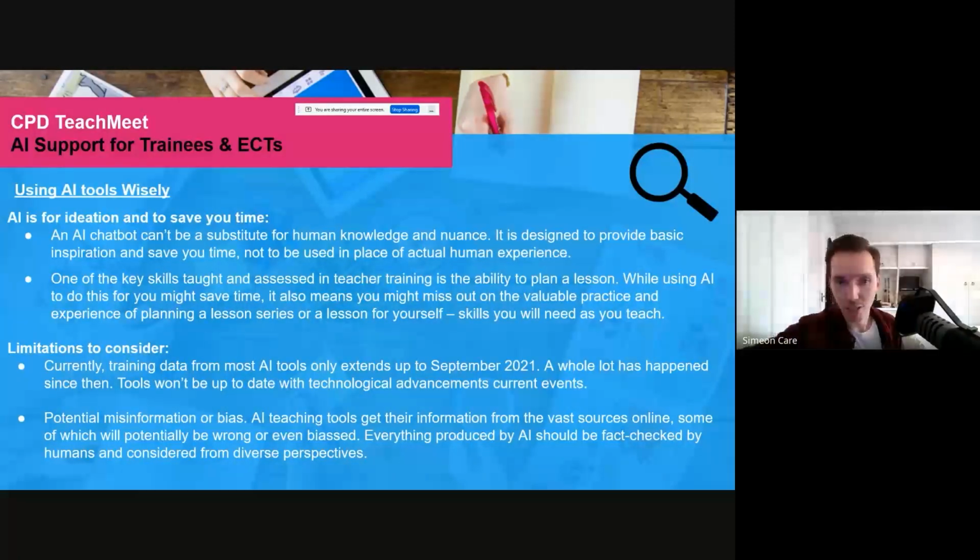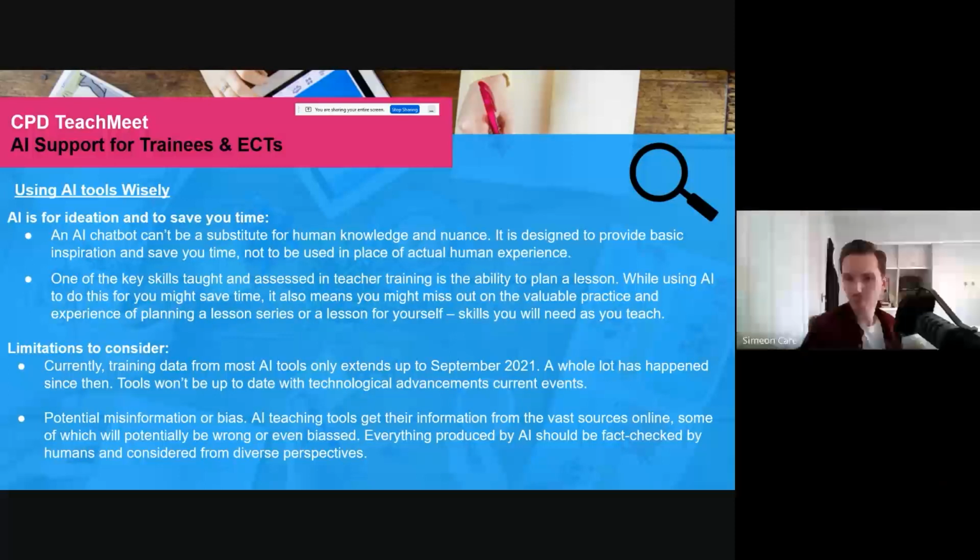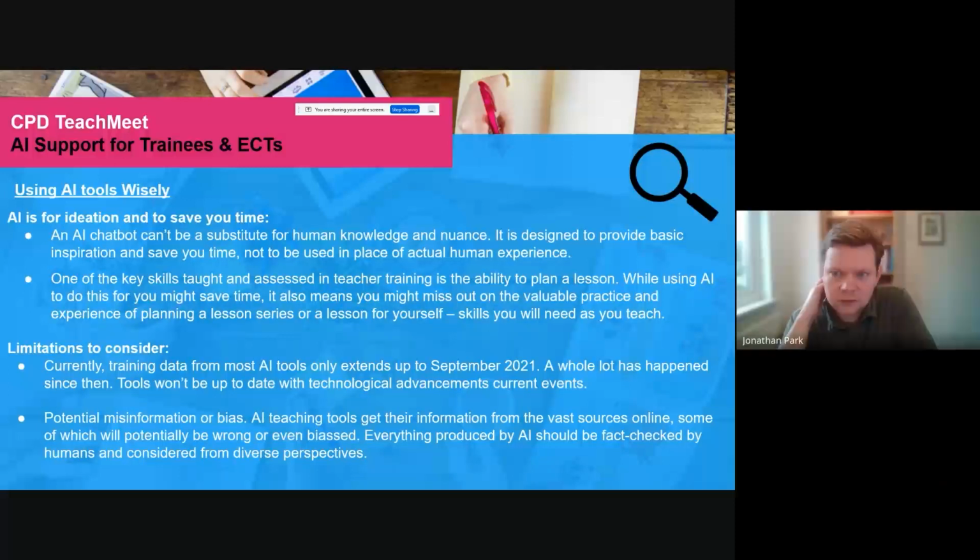Right. So, John, I'd like to ask you about this as well, because I've put here that most AI tools only extend up to about September 2021 in terms of the information they have. Is that about right? That is still correct. A lot of AI tools seem to be quietly updating that date, but still very much saying that they're sticking to September 21 because that's when they can do it.